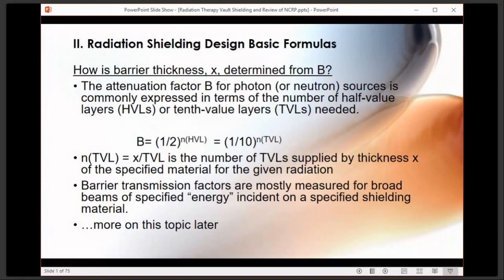For radiation shielding, we always use broad beam data, which is not what is often specified or measured when you're trying to specify the quality of radiation. Quality of radiation is usually based on a small beam, whereas TVLs and HVLs for shielding are appropriately specified for broad beams because of all the scatter that goes on in the barrier as the radiation is transmitting through, which increases the amount of radiation on the far side, having a broad beam.